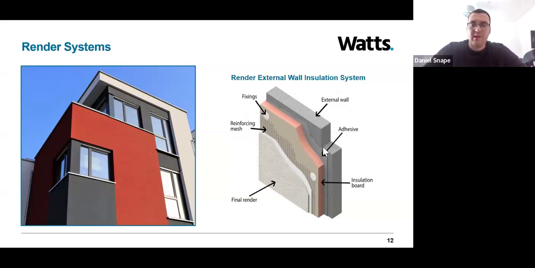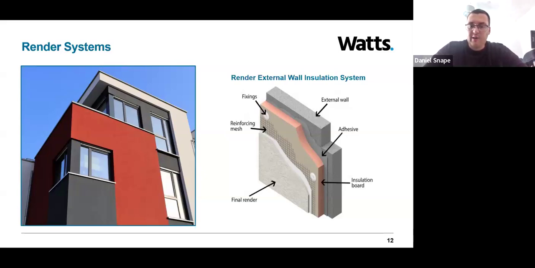An adhesive is applied to a substrate, which will be the external wall. Beyond that, an insulation board is then applied, which will have mechanical fixings. A reinforcement mesh will then be applied on top of that. Once the reinforcement mesh is applied, you'll then have a base coat of render, which is then completed by a thinner coat of render.